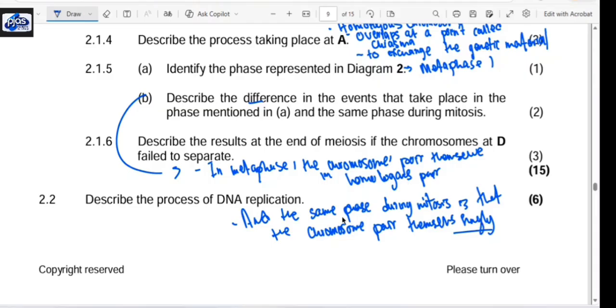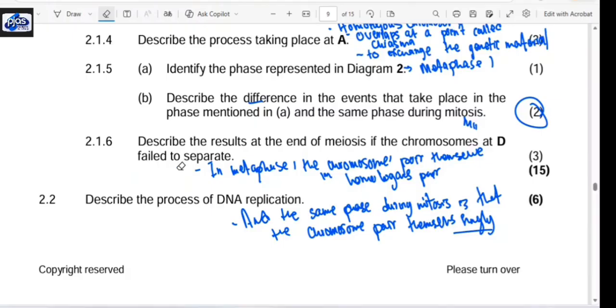Yeah, so here we are just giving the differences between metaphase 1 and metaphase 2, because the same phase during mitosis we are going to talk about metaphase 2. You understand? So please, in metaphase 1 the chromosomes pair themselves in homologous pairs, while in the same phase during mitosis, the chromosomes pair themselves singly. Yes, so that is whereby you are supposed to get those 2 marks. Right.